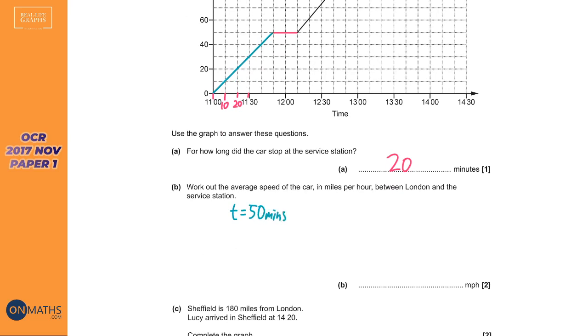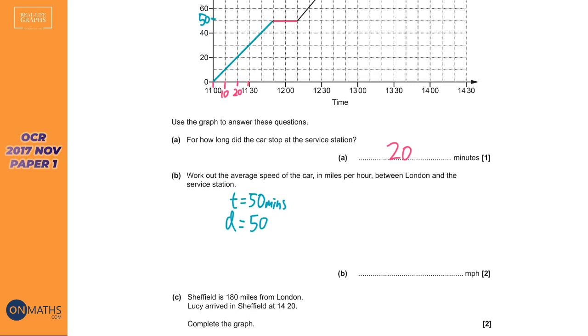Okay, the distance we can read off here, which is what, 50? Halfway between 40 and 60. So the distance is 50. And let's have a look at the units. That's in miles.